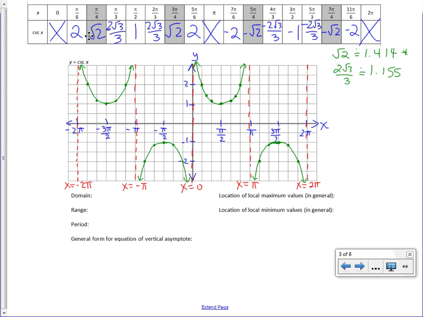So there it is. Now we're going to state some characteristics. And for the characteristics, again, I kind of want to do it like with tan x. Instead of starting with domain, let's start with the last thing in this list here, the general form for the equation of the vertical asymptote. So k comes back, right? We want to write things in general. So if you had to describe where all the vertical asymptotes are as an expression, what would you say? Every vertical asymptote is of the form x equals k pi, where k is an integer.